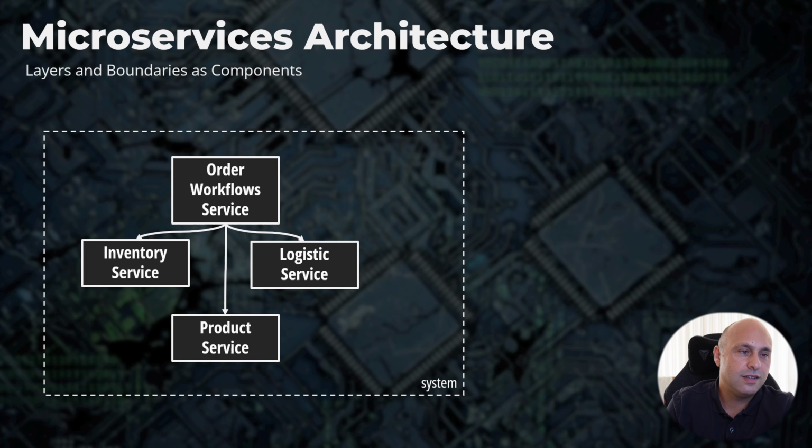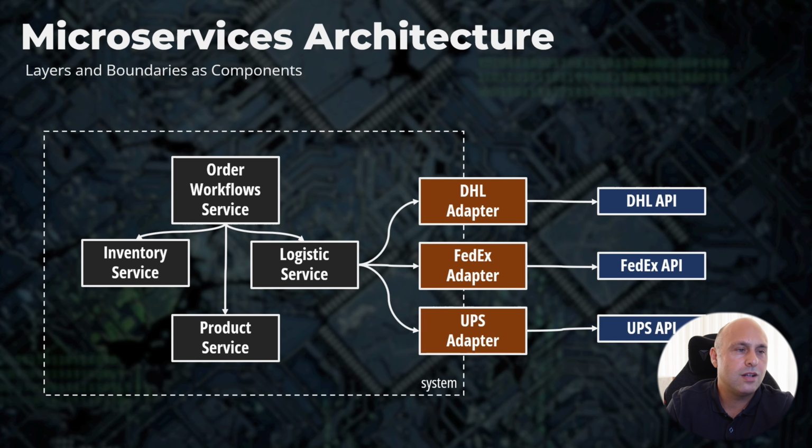To give you a concrete example, rather than an adapter layer or package within a monolith, we could have one or more adapter microservices that bridge the integration paths between our system and some third-party system. The logistics example is very good because we might have a microservice responsible to manage logistics in our domain. And then we would have multiple adapters to support integration with multiple carriers like DHL, FedEx, or UPS.